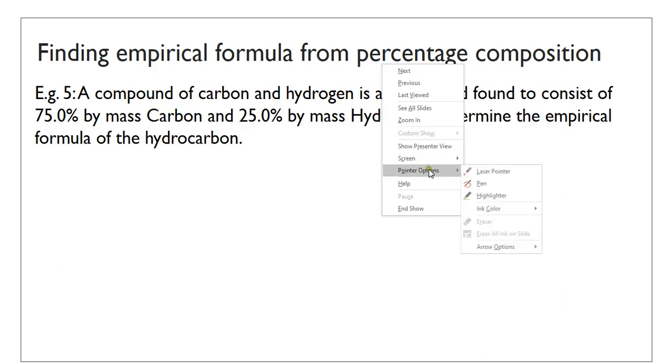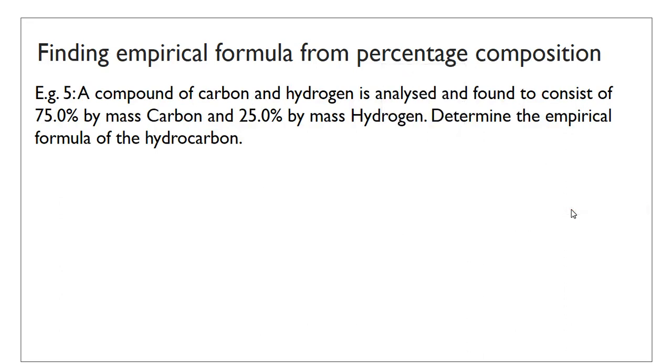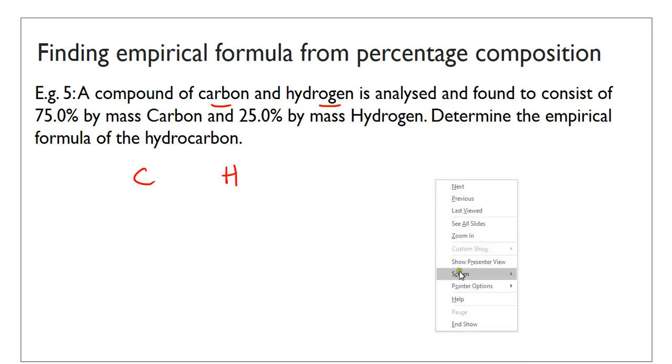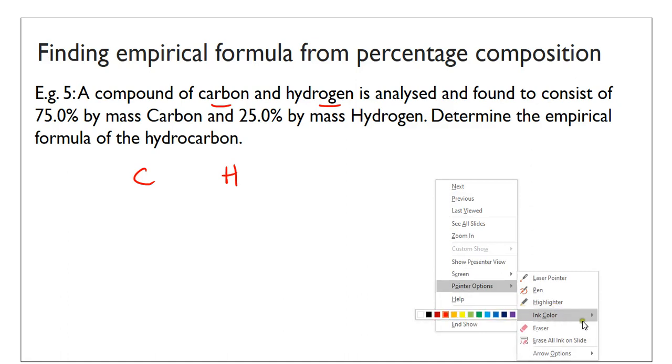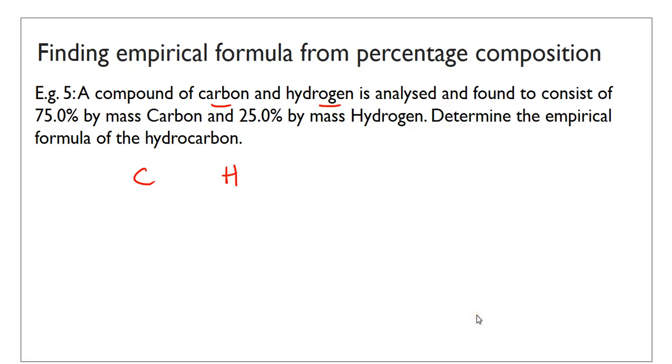The difference between this example and the previous one is that it doesn't give you the actual mass of the element, but it gives you the percentage composition. So let's just start by reading the question. A compound of carbon and hydrogen. So I know that it contains carbon and hydrogen, and it is analyzed and found to consist 75% by mass of carbon and 25% by mass for hydrogen, and you need to determine the empirical formula again.